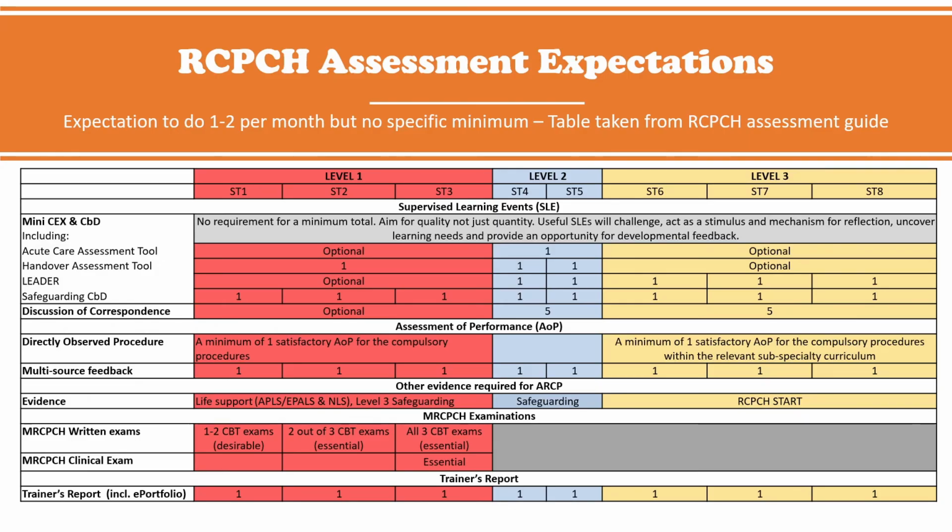So going back to these assessments, the Royal College have a table on their website, which is shown here, which generally sums up the number of supervised learning events and assessment of performance assessments that you're expected to do. There's no minimum number that you have to do in total. In general, the Royal College expects you to do 1 to 2 assessments per month, but in some categories there is an expectation that you'll have done a certain amount within a certain period.